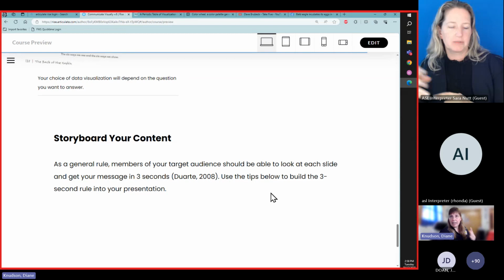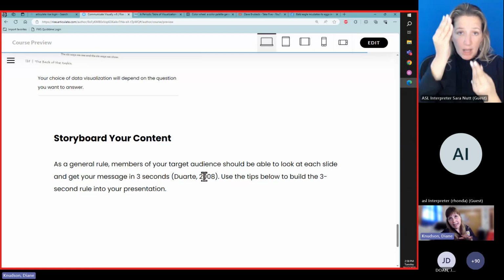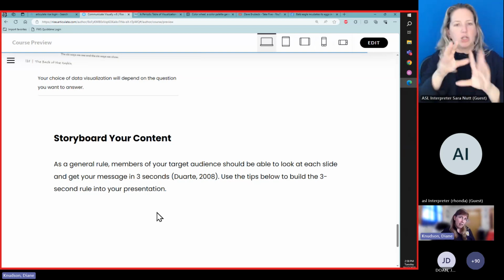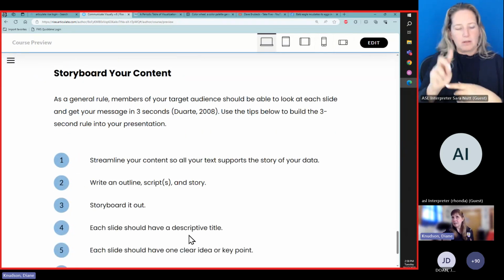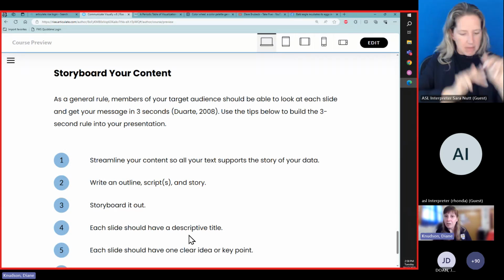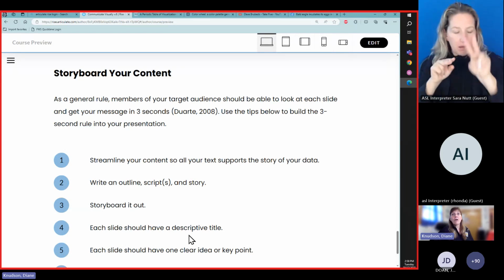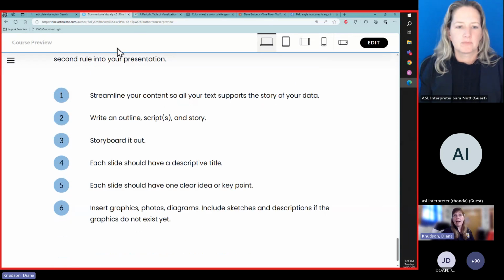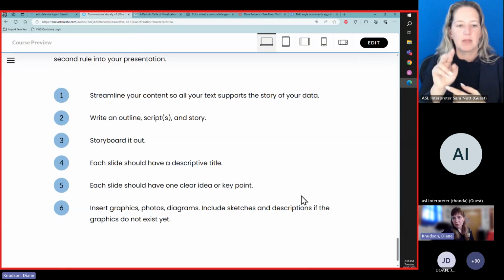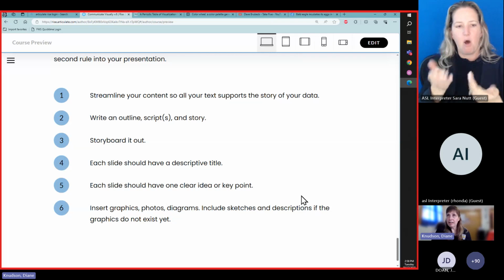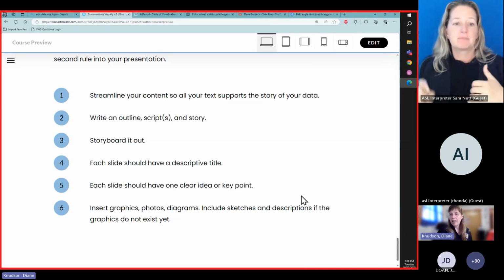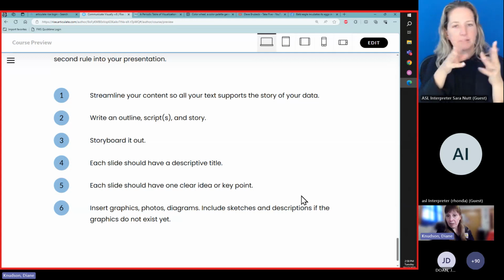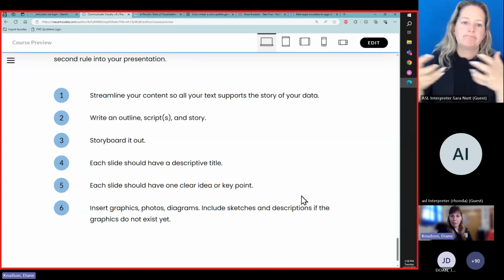So then you should storyboard your content. And Nancy Duarte suggests again that you should build your screen so that your audience can see each slide and get your message in just 3 seconds. So these are some tips that she offers. The first one is to streamline all your content so your text supports the story of your data. Now, a lot of you, I remember, were subject matter experts, and this can be really hard.